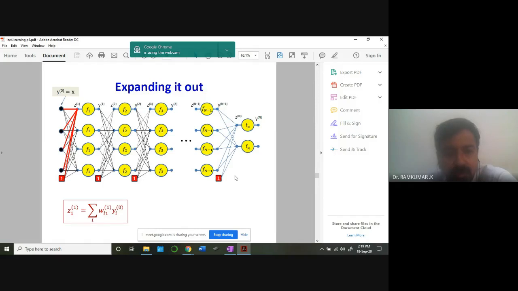So this is the first one, Z1. Is it clear? What's happening here? Can somebody explain? What is it? Red line indicates? What is this notation? Can somebody tell me this notation clearly? What is happening?